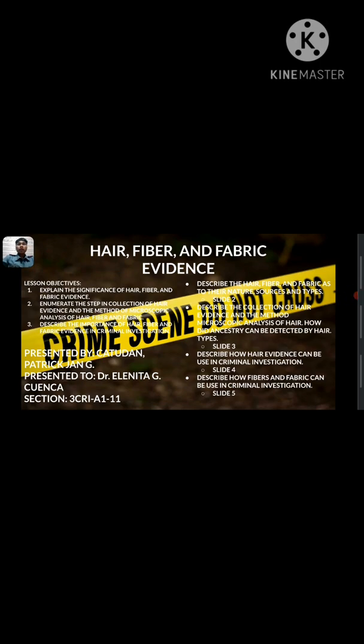I am Patrick Giancatudam from Section 3CRI-A1-11 at ipipresent ko po ang hair, fiber, and pubic evidence. So, lesson objectives: explain the significance of hair, fiber, and pubic evidence, enumerate the steps in collection of hair evidence and the method of microscopic analysis of hair, fiber, and fabric, and describe the importance of hair, fiber, and pubic evidence in criminal investigation. So, proceed tayo.